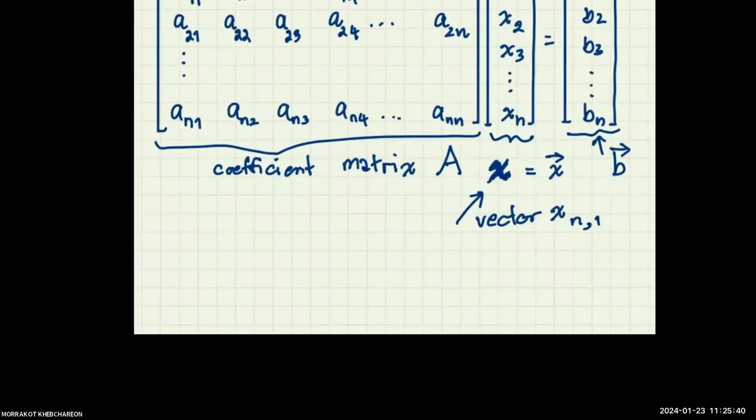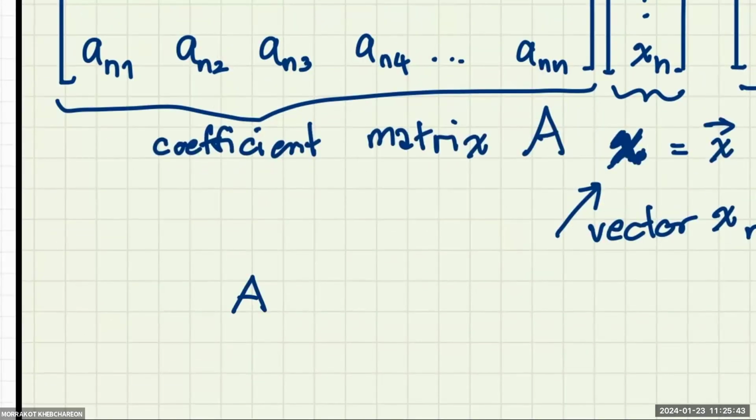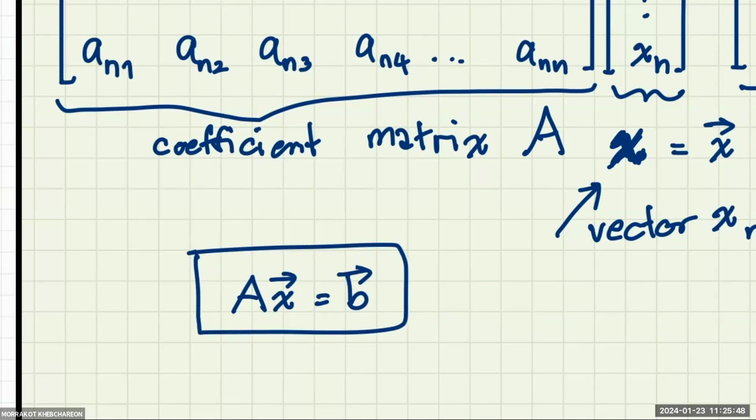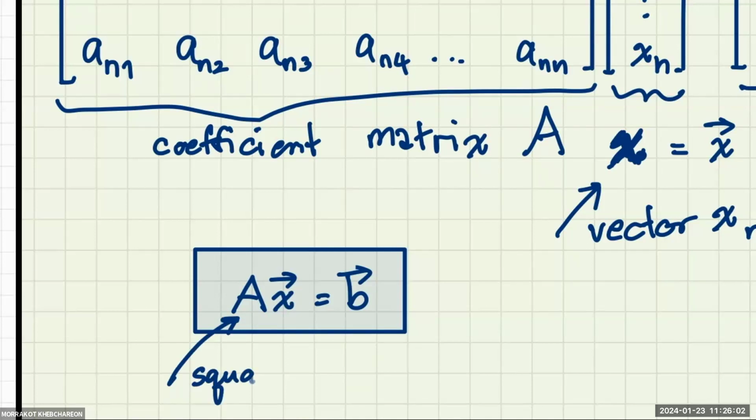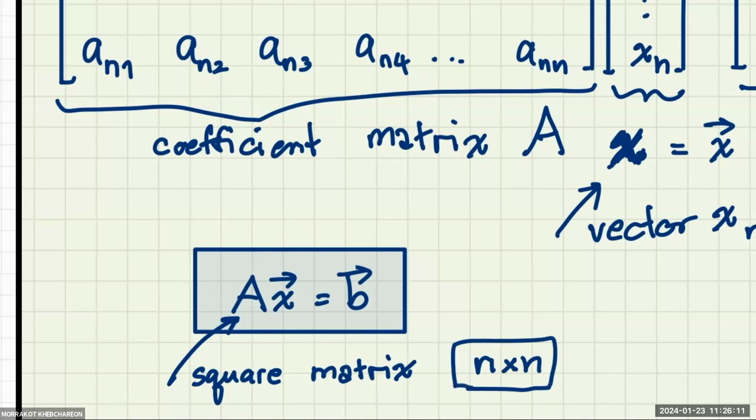So from now on, I will say that we will try to solve the system of equations as AX equal to B, where A is the coefficient matrix. And to be precise, A is a square matrix, n rows and n columns. This is what I mean by the square matrix. So the number of rows equals the number of columns. This is called a square matrix.